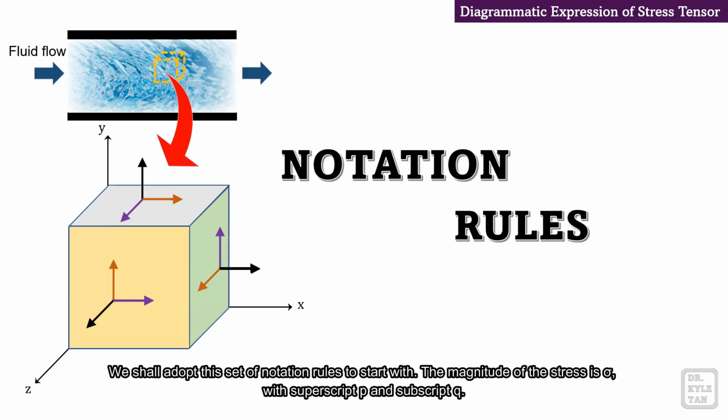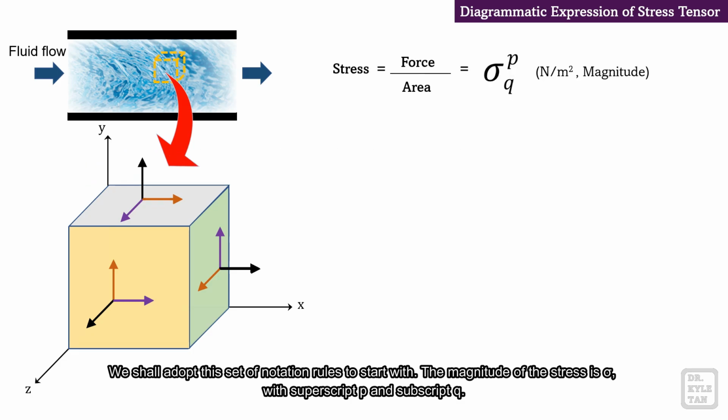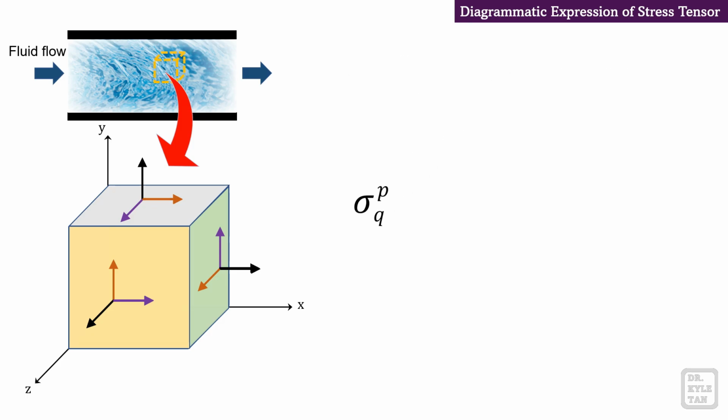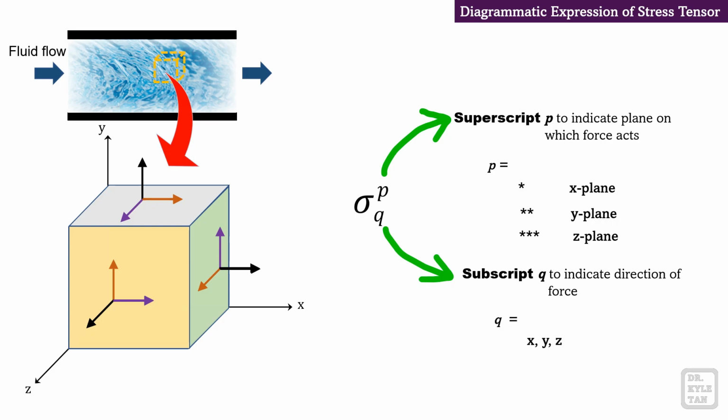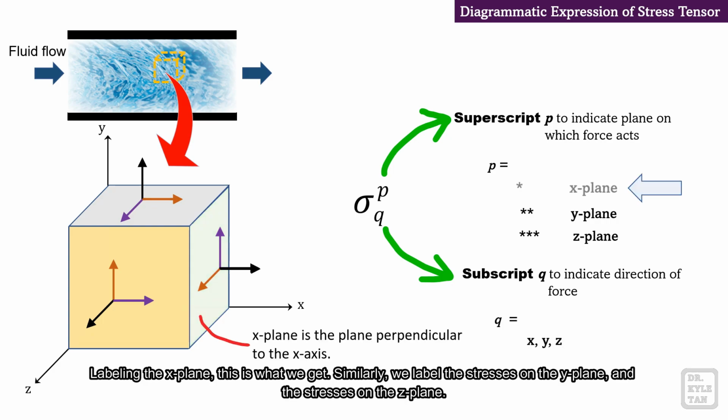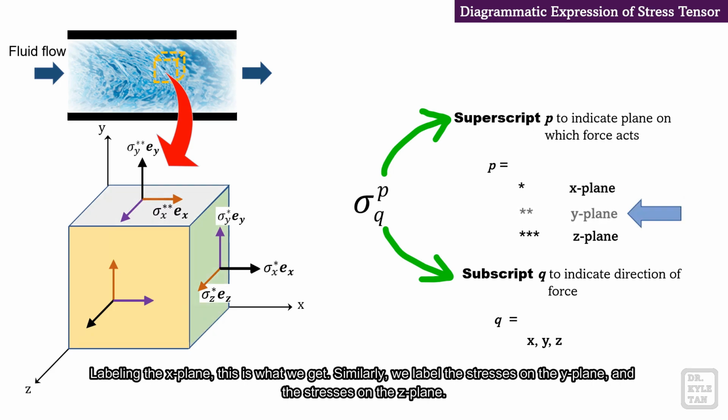We shall adopt this set of notation rules to start with. The magnitude of the stress is sigma, with superscript P and subscript Q. Superscript P to indicate the plane on which the force acts. Subscript Q to indicate the direction of the force. Labeling the x-plane, this is what we get. Similarly, we label the stresses on the y-plane and the stresses on the z-plane.